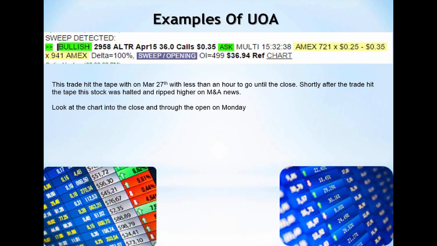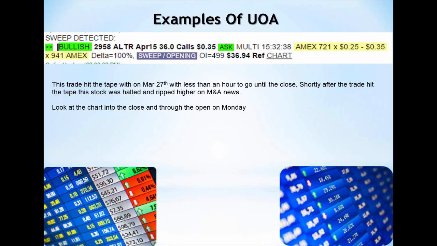Now what's really important to understand here is that this order is an unusual options activity trade because it trades at a multiple of ALTR's average daily options volume, okay? It gets flagged, all right? And we use a scanner called Trade Alert to look for these things. It's relatively inexpensive. And we also offer a scanner of our own called Option Hacker that looks for this type of institutional order flow.